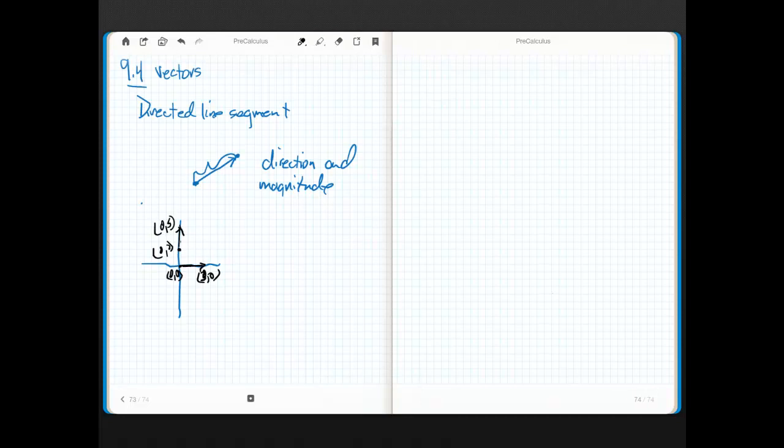No, they're not. They have the same length, right? They have the same magnitude. The magnitude in both cases is 3. But they have different directions.